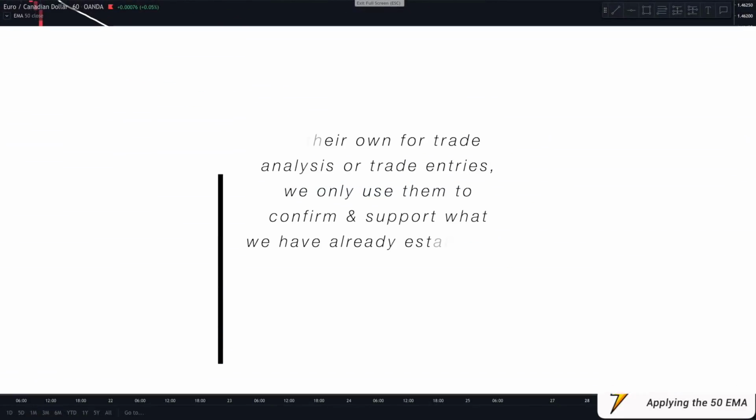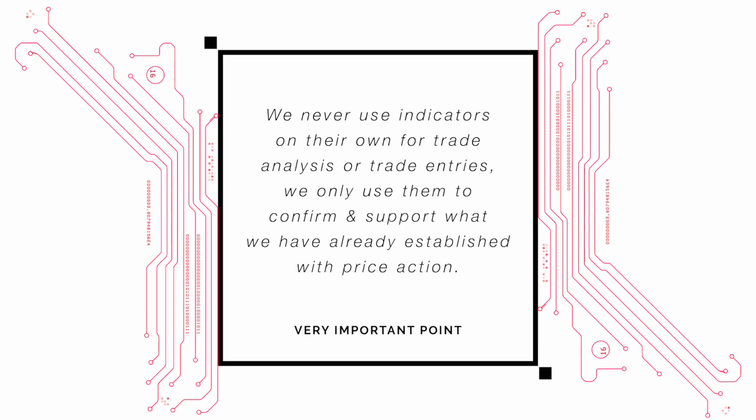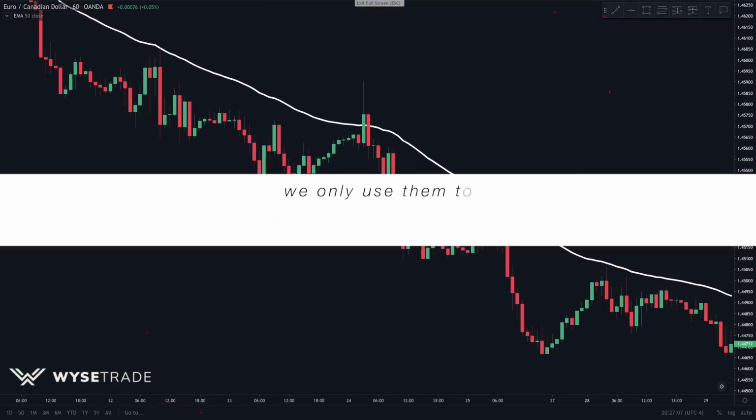Now this is a very key point you must understand when using indicators. We never use indicators on their own for trade analysis or trade entries. We only use them to confirm and support what we have already established with price action.